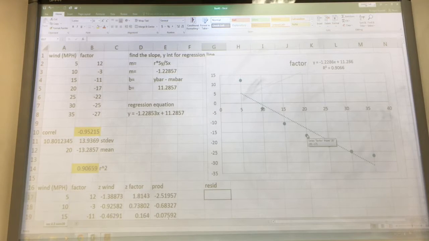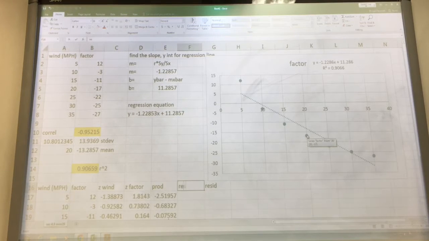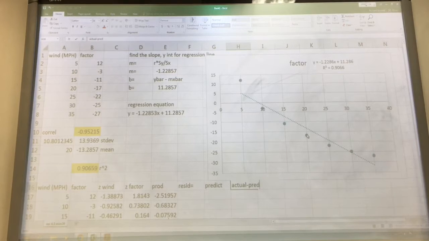Okay, residuals, how do I find it? Actual minus predicted. Residual equals the actual minus the predicted, which means I need to find out the predicted, right? So how do I predict what it should have been? Because look, we're way off the line. That's our residual right there. We would have only predicted probably 5, and we got 12, right? Okay, so how do I do that?